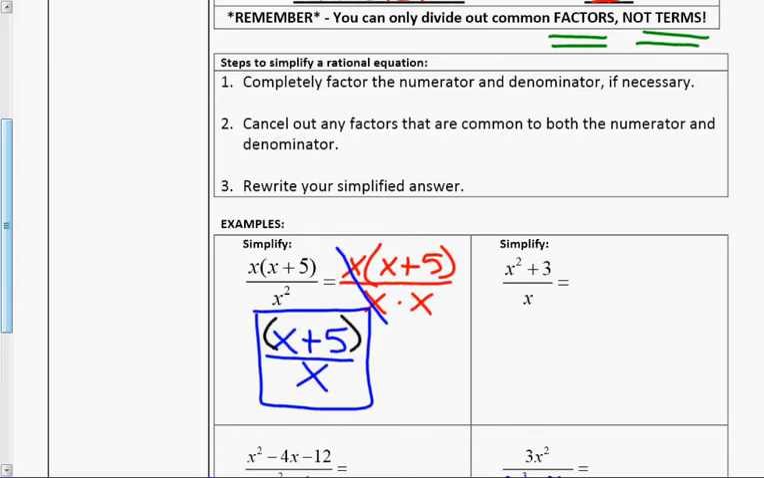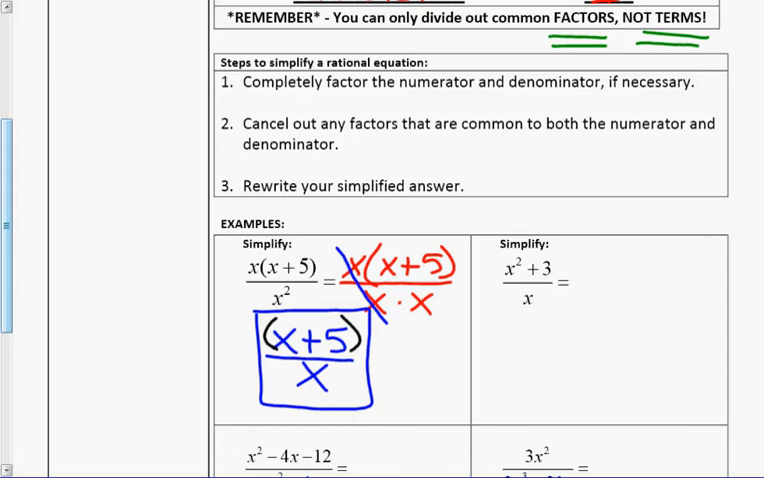All right, this is one term, okay? x plus 5 is one term. So we can't just divide the x that's in the numerator by the x in the denominator. So our answer would be x plus 5 over x, okay?